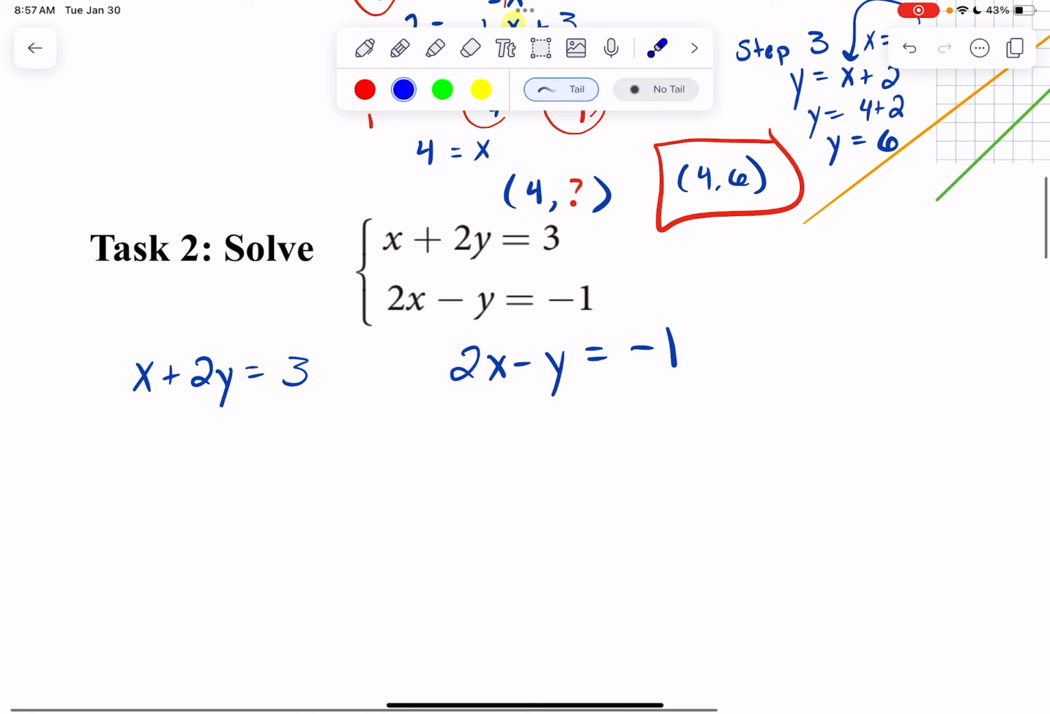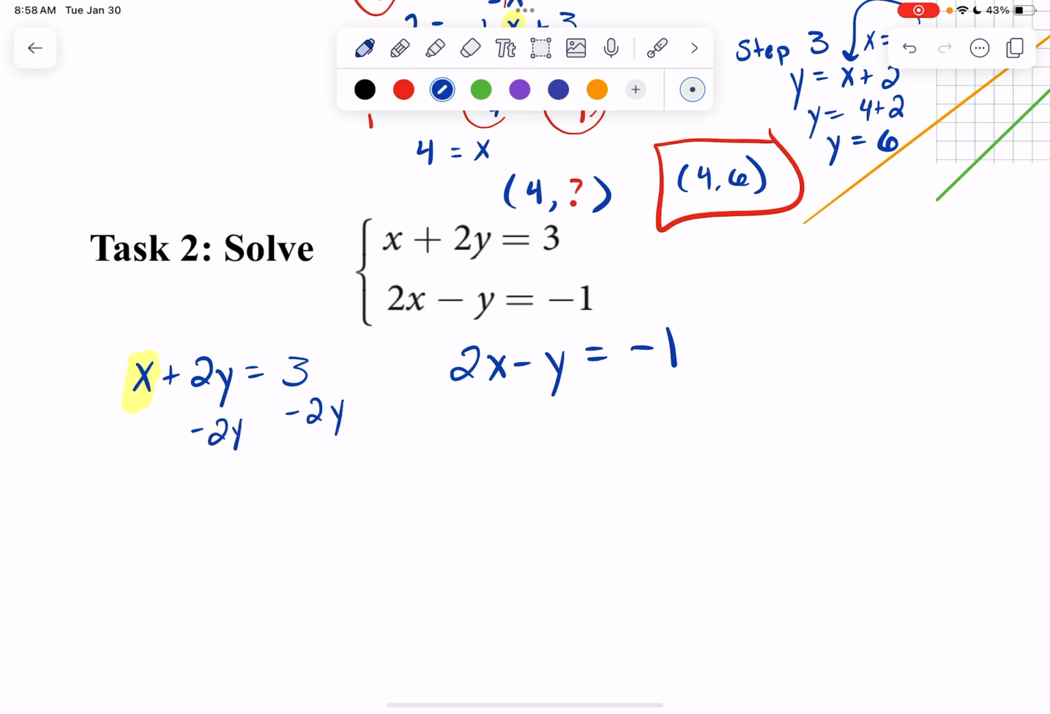So if I'm dealing with this equation, I need to solve it for x. Well, to get this x guy by itself, I need to subtract 2y from both sides. So x would equal, because these add to 0, 3 minus 2y. Okay, so now this is what x equals. x equals this. This is what x is.